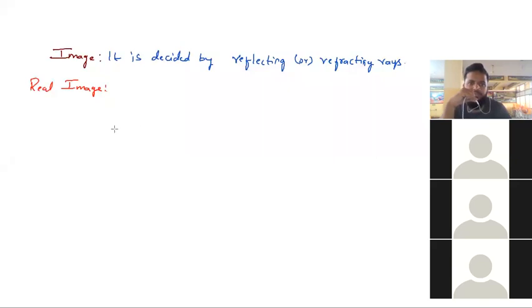For example, there is a surface. Okay, there is a mirror, and there is one object here. This is nothing but an object. Okay, so this is an object.